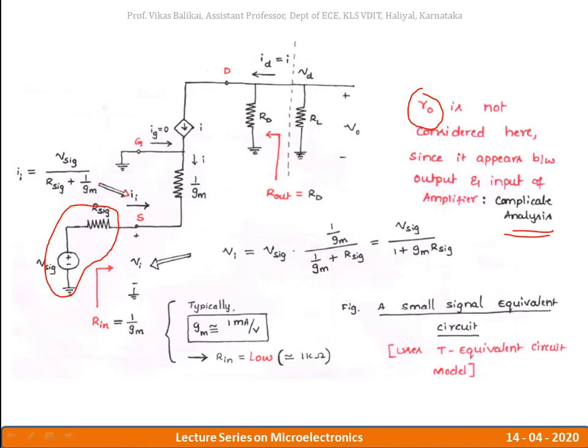Now since I have replaced the MOSFET with the T equivalent circuit, I can see this 1 by gm coming into the picture over here, and at the output side there are RD and RL grounded from the drain terminal. Fine. So when I apply the input voltage as V sig, what is the voltage that my common gate amplifier will consider as input? Though I have applied V sig as input, the question is, does my amplifier consider V sig itself as the input voltage, or will the input voltage be different from V sig?